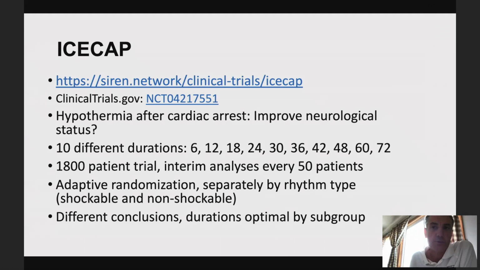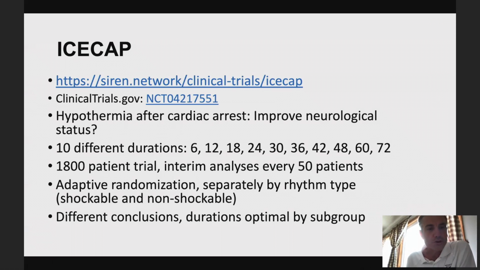Patients as standard of care are put on the hypothermia. They are then randomized to how long they're kept in this state, from anywhere from 6 hours to 72 hours. The trial starts randomizing with 12, 24, and 48 hours, and then response adaptive randomization is used every 50 patients. So the randomization probabilities to the 10 durations are set every 50 patients to put patients on the durations that are more likely to give better neurological outcomes. It's an 1,800 patient trial.